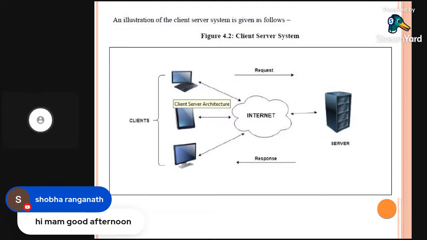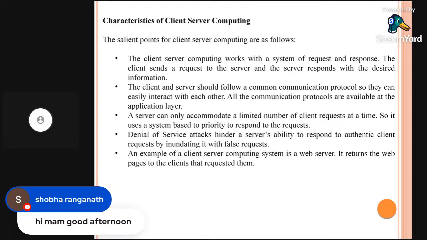The salient features of client server computing include that they work with a system of request and response. The client and server should follow a common communication protocol so that each can interact with the other and understand the input, process, and outcomes. The server can only accommodate a limited number of client requests at a time. Denial of service attacks hinder a server's ability to respond to authentic client requests. An example of such a client server computing system is a web server. It returns the web pages to the clients that requested them.